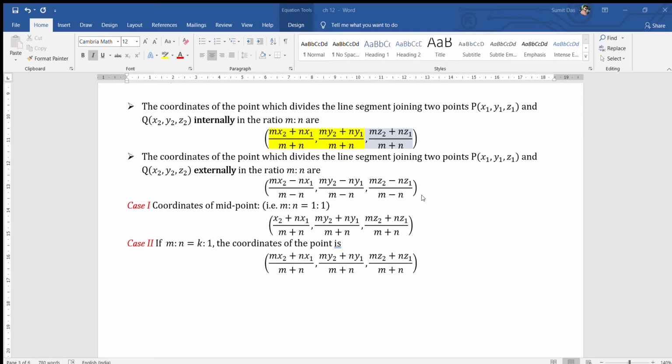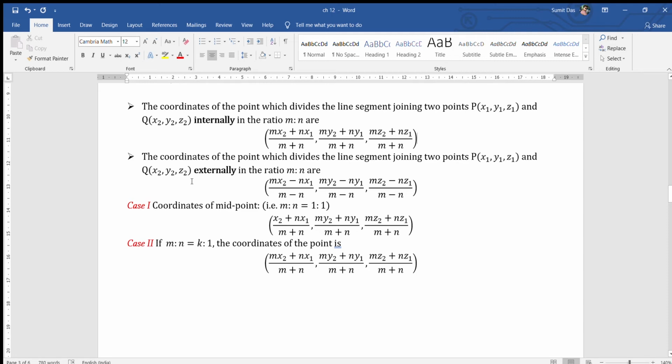The section formula used to be (mx2 plus nx1) divided by (m plus n), comma, (my2 plus ny1) divided by (m plus n). Okay, here in 3D, as I told, 3D means there are 3 dimensions. That means there is another coordinate, that is z. So the only addition is (mz2 plus nz1) divided by (m plus n). Okay, the formula is the same. Is it clear?